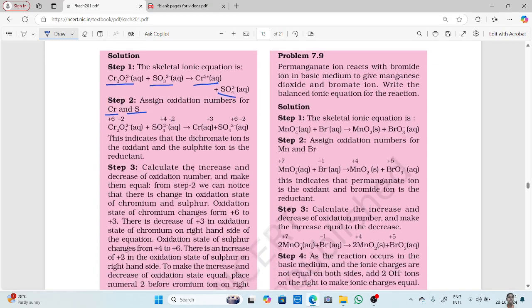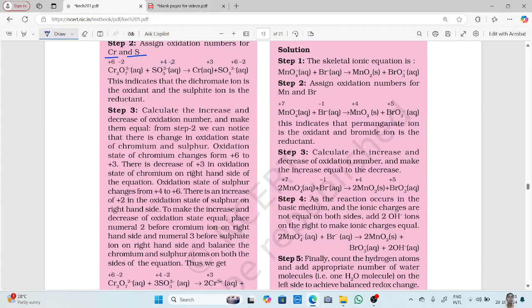Now calculate the increase and decrease of the oxidation number and make them equal. From step 2 we can notice that there is a change in the oxidation state of chromium and sulfur. So the oxidation state of chromium changes from +6 to +3, as I showed you. There is a decrease of 3 in the oxidation state of chromium on the right-hand side of the equation. Yes or no? Here chromium had changed from +6 to +3 and sulfur has changed from +4 to +6.